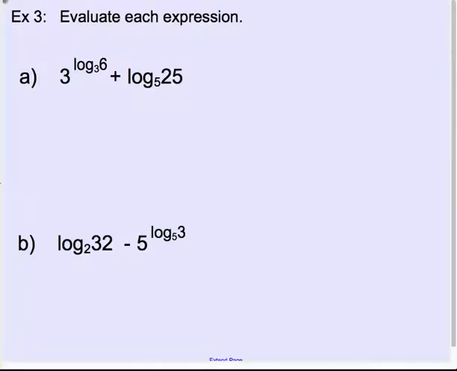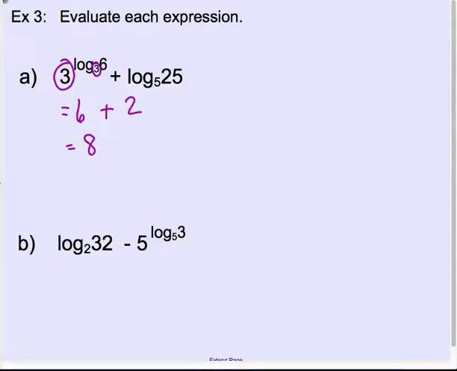In our last example, we're going to be evaluating. So this is, again, just practicing some of those properties of logs and the fact that logs and exponentials are inverses and cancel each other out. So my exponential base 3 and my log base 3 cancel, leaving me with 6. Log base 5 of 25, 5 to the 2nd power is 25, so 6 plus 2 gives me 8.